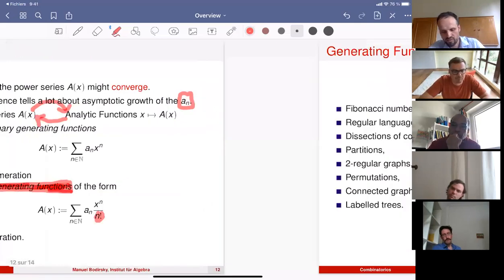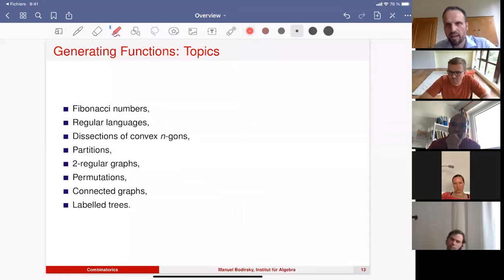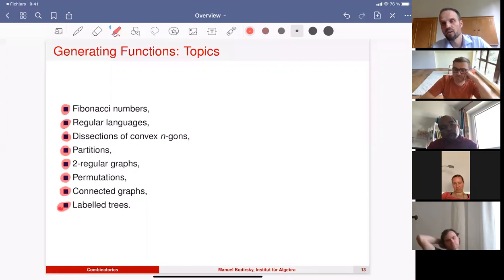All right, so this is to give you some idea. Topics where we will apply this are the Fibonacci numbers. We will look at regular languages, like for instance, the language of all words that contain algebra, but not analysis. Dissections of convex n-gons, which are counted by the Catalan numbers. Partitions, a very important sequence of numbers. Regular graphs, we look at permutations, connected graphs, labeled trees. These are things that we will then be able to count and get nice formulas and lots of cross connections.